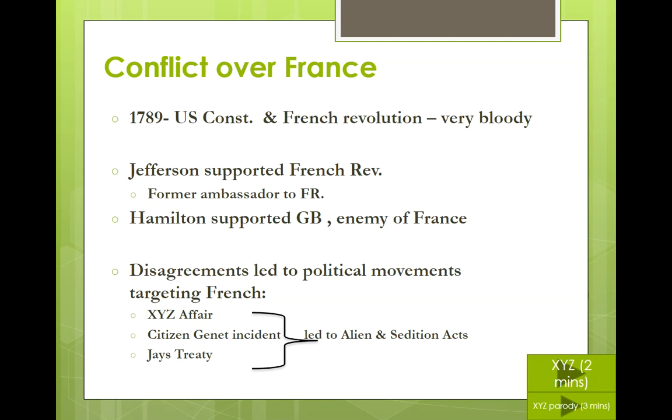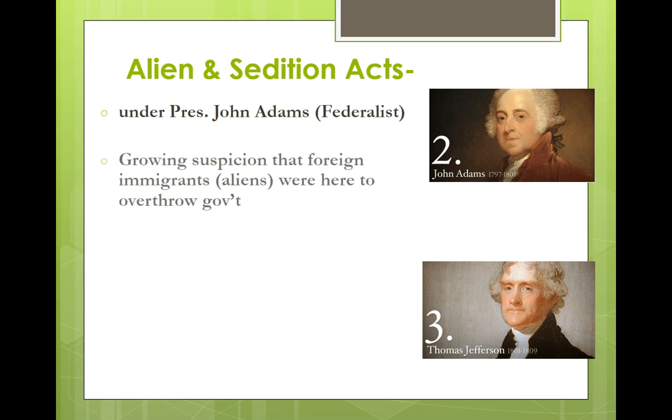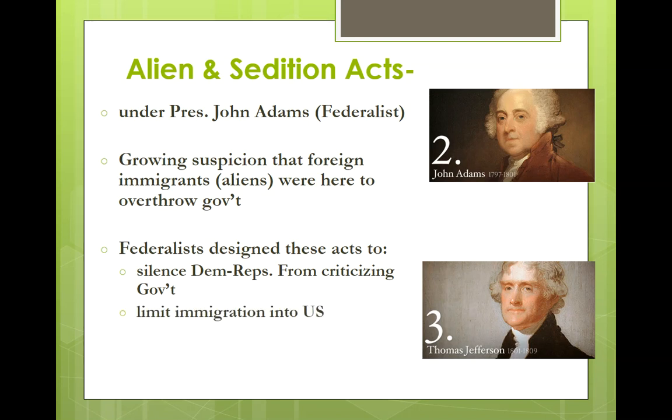The XYZ affair and the Citizen Genet, especially the Citizen Genet incident, would lead to the Alien and Sedition Acts. So what were the Alien and Sedition Acts? These were acts or laws that were passed under John Adams, who was a Federalist. And it was mainly out of suspicion that these foreign immigrants that were coming to the U.S. were here or trying to come here to try to overthrow our government, like Citizen Genet. The Federalists, though, originally put these acts into place as a political move to try to hurt the Democratic Republicans and to try to limit immigration into the United States.